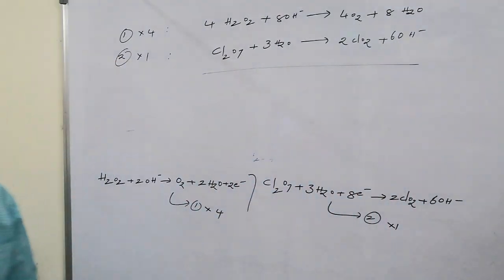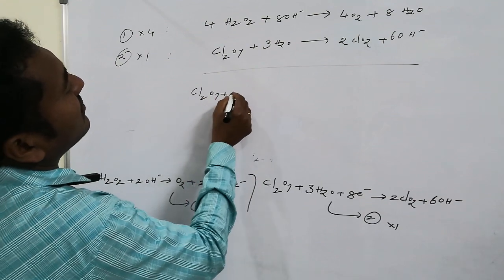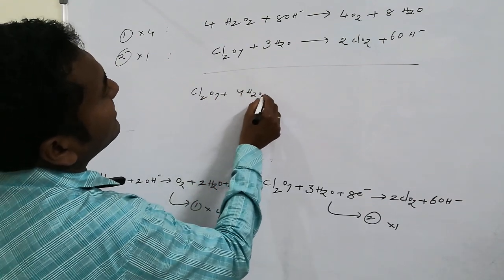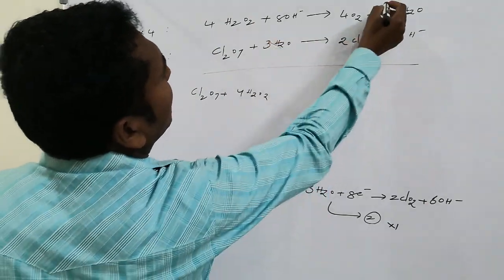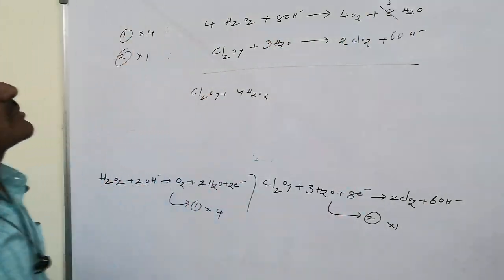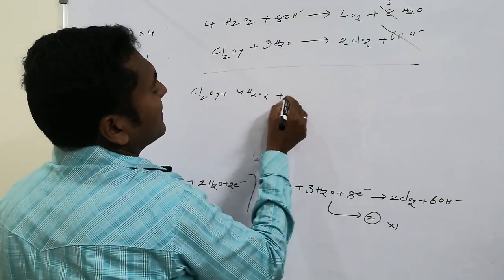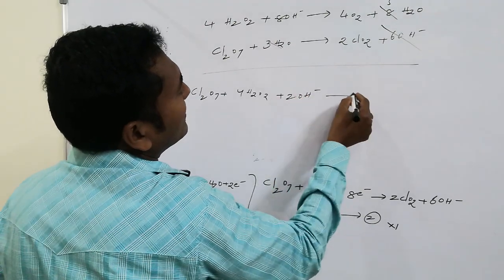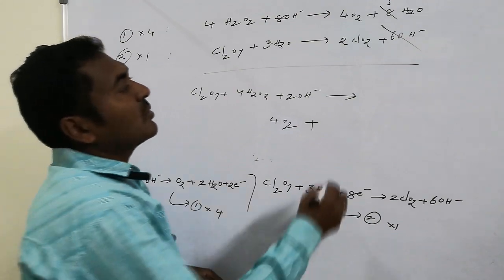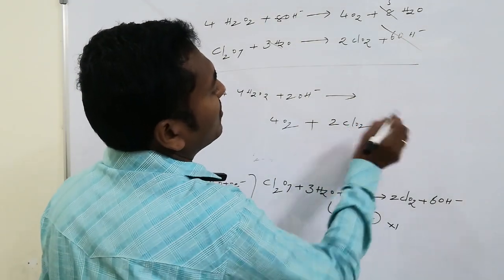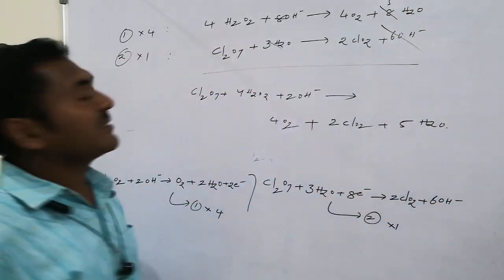The net equation results with the components Cl2O7 as it is, followed by 4 hydrogen peroxide as it is. If I go for the water, here 3 and here 8, I can rewrite it as 5, and OH minus as here 8 and here 6. If I ignore, I can write it as 2, that is plus 2 OH minus combinations resulting in 4 O2. How many O2s? 4 O2, followed by 2 ClO2 minus plus 5 water molecules, and this becomes the balanced equation.